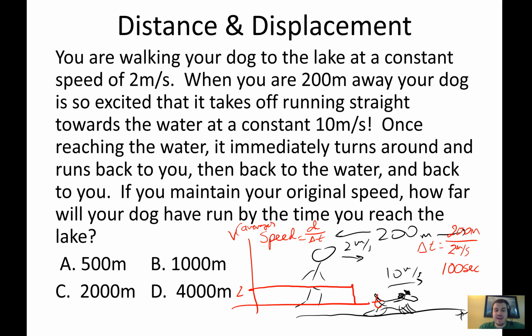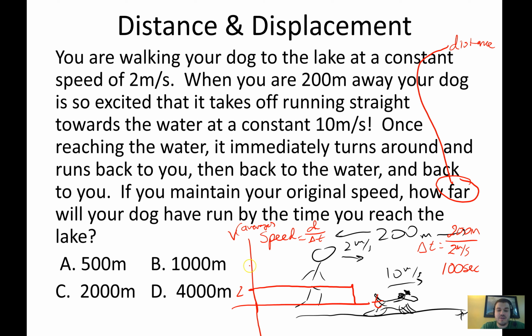We're then asked, if I maintain that speed, how far will the dog have run by the time I reach the lake? Now we're asked how far. So what we're asked here is not a displacement. We're asked what is the total distance that the dog travels. So then this makes things pretty simple to handle. In that same amount of time, the dog is going back and forth, back and forth, back and forth.